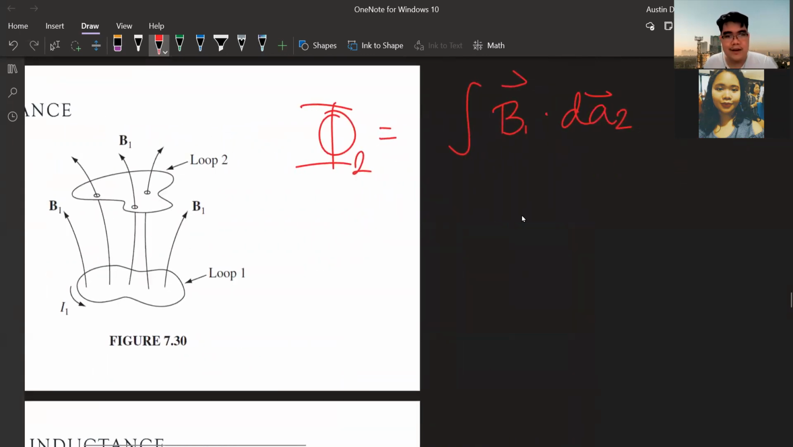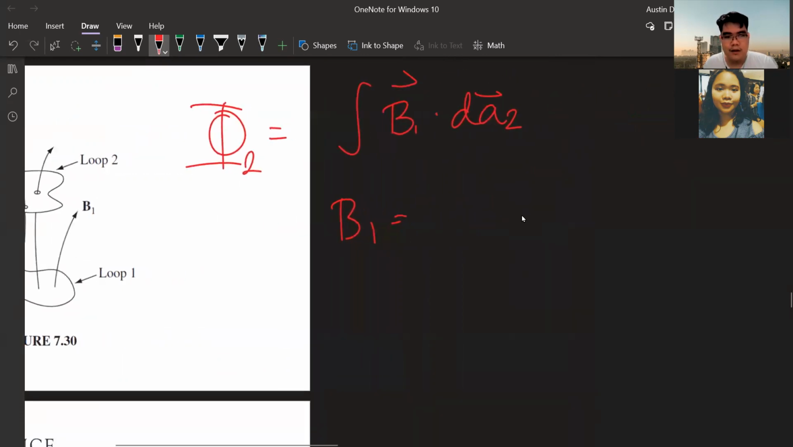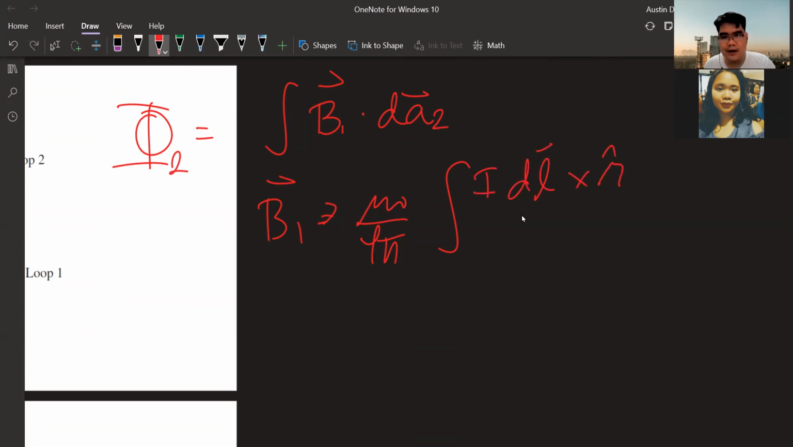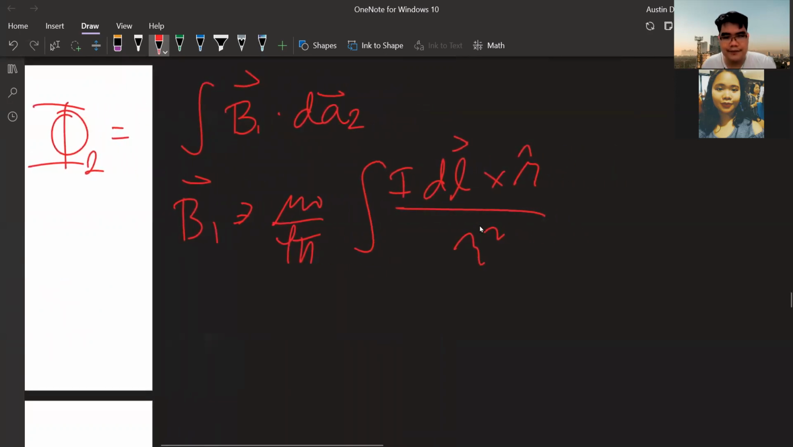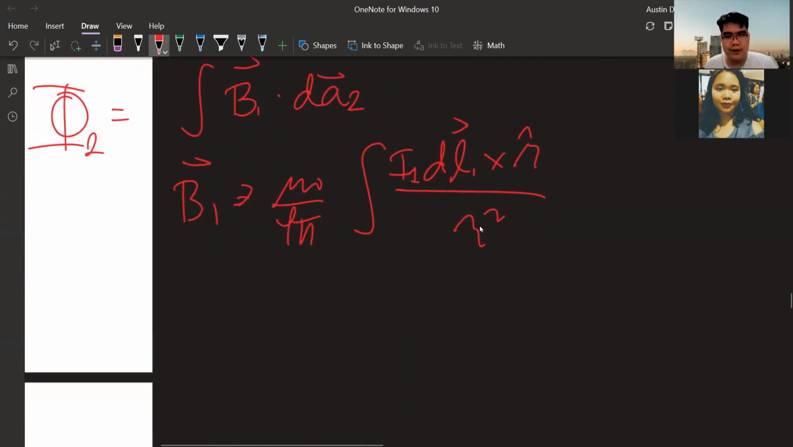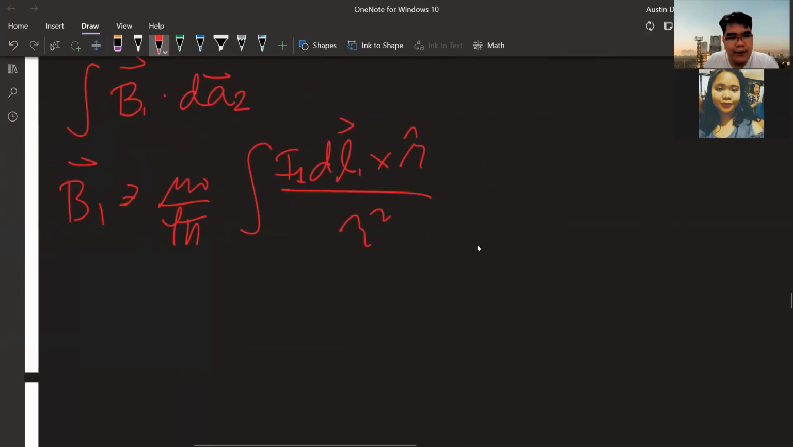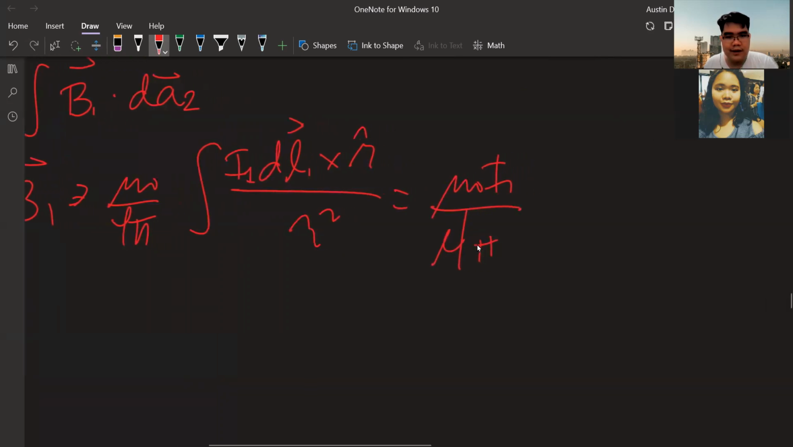Okay? However, B1 is not very simple kasi arbitrarily shaped na siya, di ba? So this is actually mu naught over 4 pi tapos integral ng I dl cross r hat over r squared. And this is I1, tama? dl1. Okay, and r would be the distance between the loop 1 and loop 2. Okay, tingnan nyo to. I1, I can factor that one out. We have mu naught I1 over 4 pi and some integral.